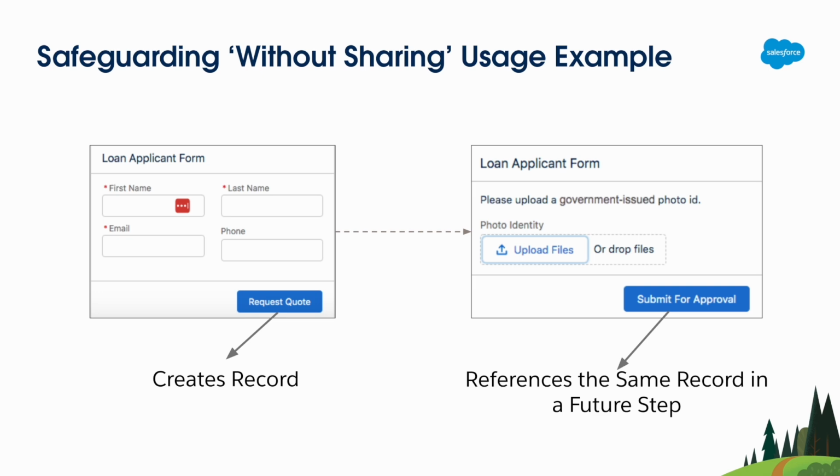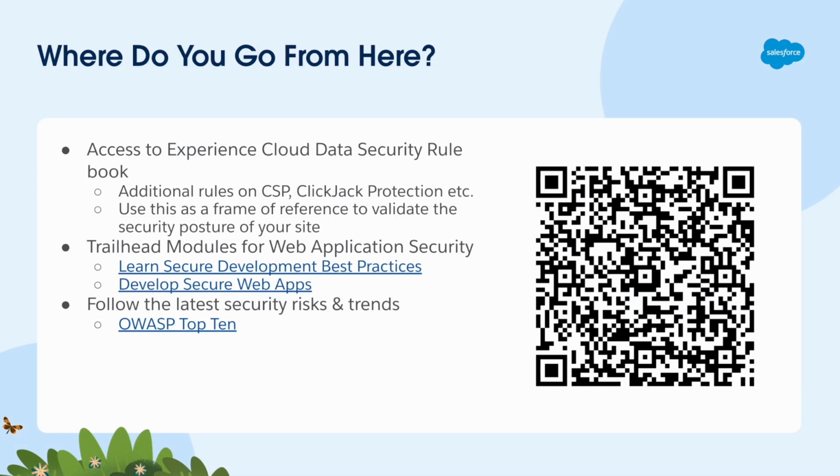So now that we've covered all of these rules, how do you take this forward? As I mentioned earlier, this entire rulebook is available on this Medium article, and you can get to it by scanning this QR code. I've covered a few more additional rules there, such as CSP and clickjack protection, and a lot more details of the different rules I covered today. You can use this as a frame of reference to validate the security posture of your site. Then, when it comes to web application security, there are these two tailored modules which have some really good content. So I recommend you read that. And lastly, since security is an ongoing concern, take the time to follow the latest security risks and trends. At a bare minimum, I would recommend that everyone is well versed with the OWASP top 10.